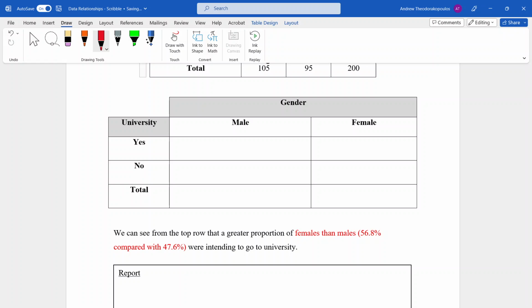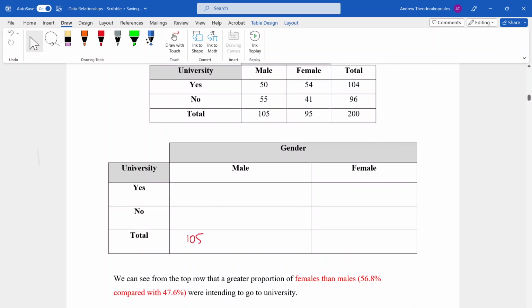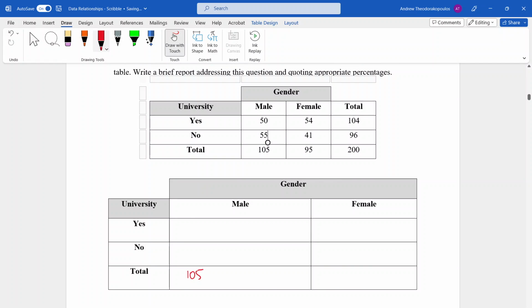We want to say, okay, well, how many males are there in total? There's 105. I'm just going to put in all the numbers. So we're going to put a 50 here, a 55 here, a 54 there, and a 41 there. Okay, and we're going to do our column percentages. So the males are out of 105, and then we're going to times them by 100. Okay, so for that one, we should get 47.6%. And for this one, we should get 52.4%.